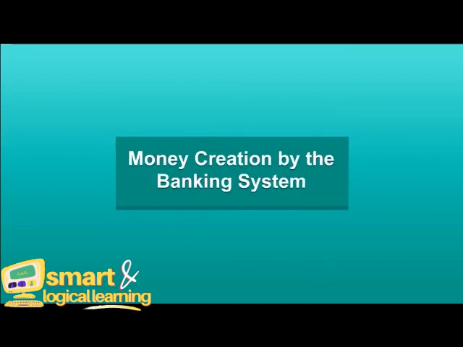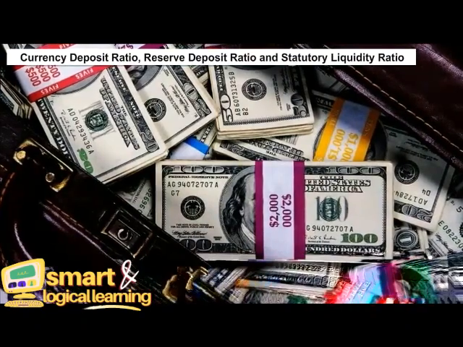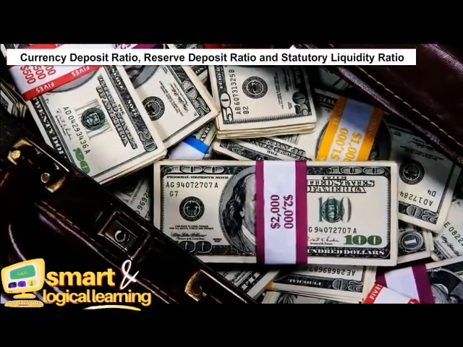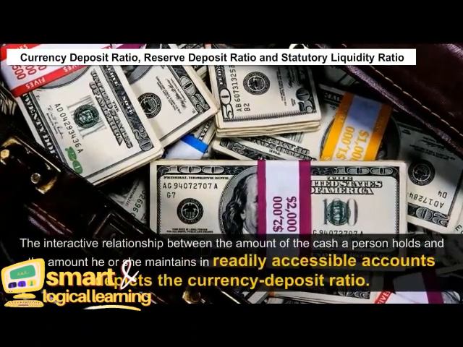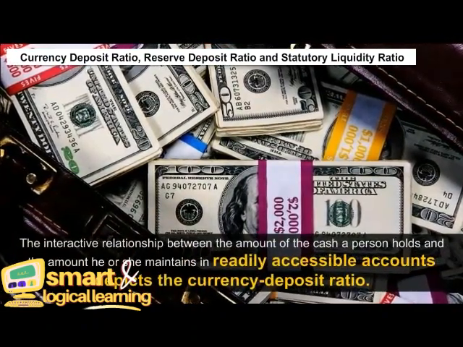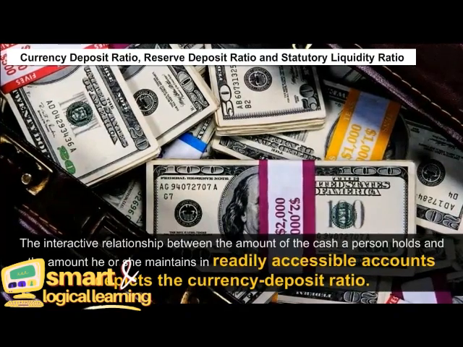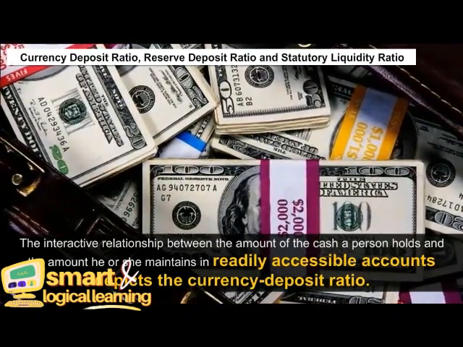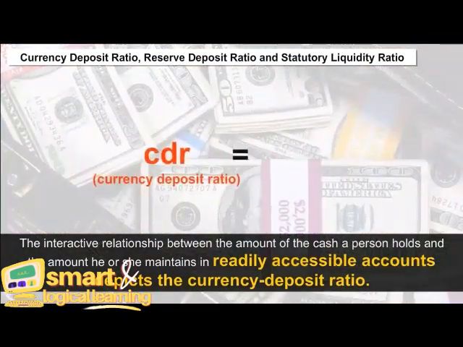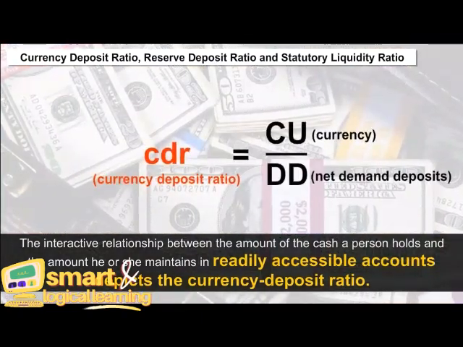Money creation by the banking system. Currency deposit ratio, reserve deposit ratio, and statutory liquidity ratio. The interactive relationship between the amount of cash a person holds and the amount he or she maintains in readily accessible accounts depicts the currency deposit ratio. The formula is referred to as follows.